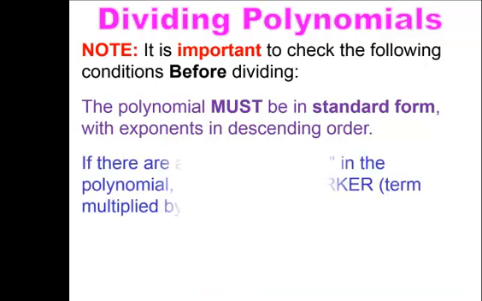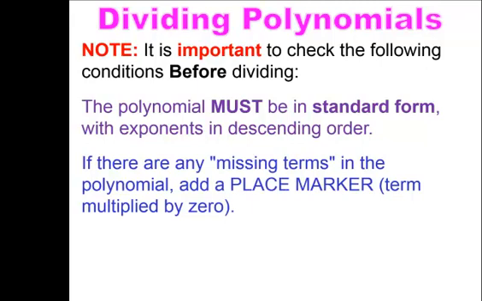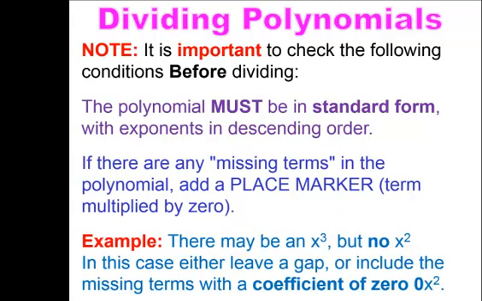Next, you want to check if there are any missing terms. A missing term is, if you have an x to the third, then that means that you need to have an x squared, you need to have an x, and you need to have a constant. If you don't have all the descending terms from the highest exponent, you will need to put place markers in with a coefficient of 0. You can either leave a gap, or you could put the place marker. If there's an x squared missing, you would put 0x squared. And we're going to see examples as we go through this lesson.